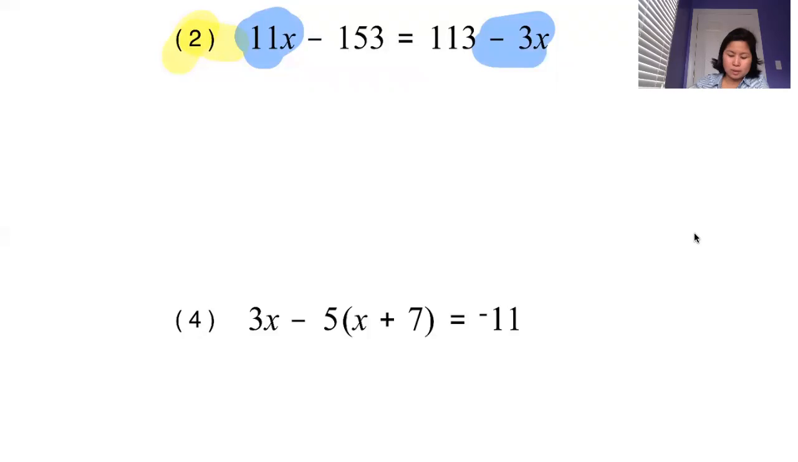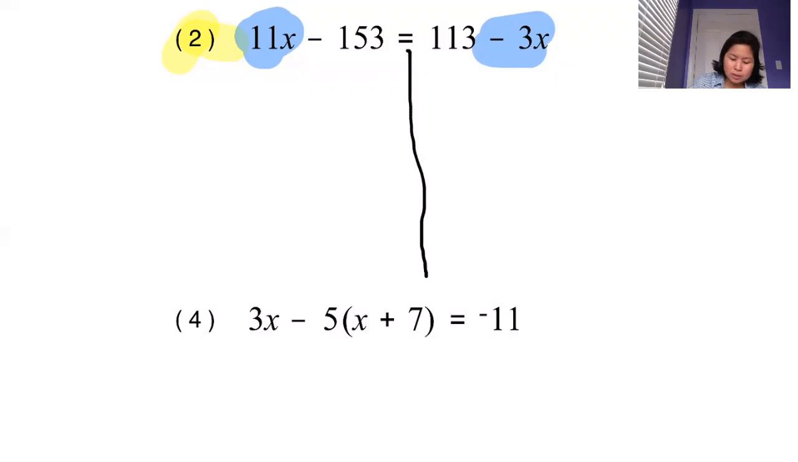For this one, it is when the variable is on both sides, on the left and on the right. So my advice to most of you is to draw a line to separate the left and the right side. Then ask yourself, if I look at 11x and negative 3x, they're on the opposite sides.